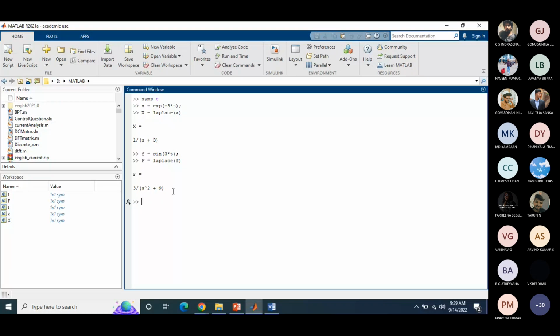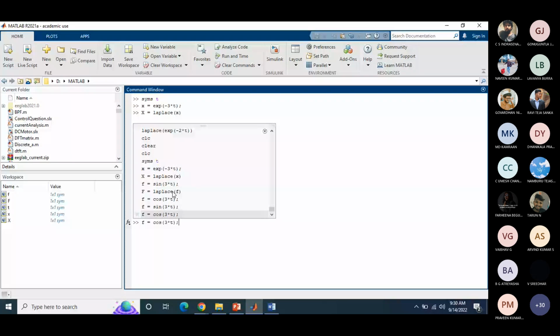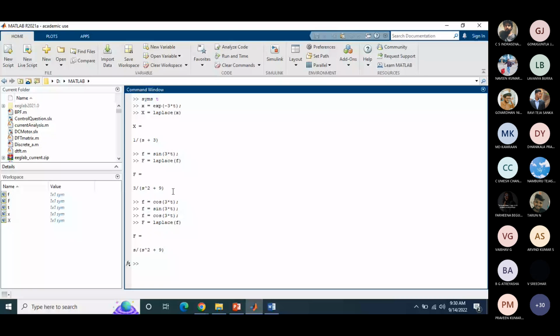Understood. Suppose I had given cos. Can you tell me what will be the answer? S divided by s square plus 9. Oh, sorry. S divided by s square plus 9. Is it clear?